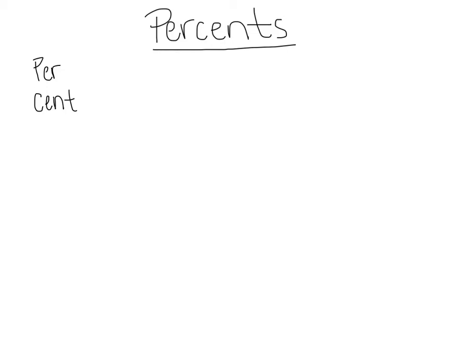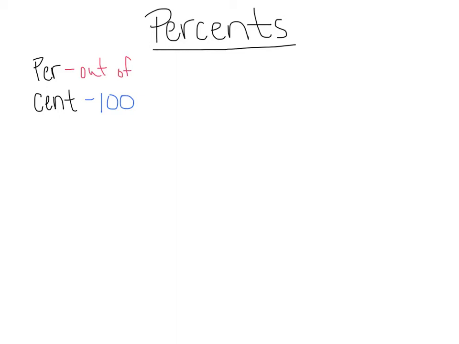Per means out of. And cent, if we think about cents and pennies, cents for century, centipede, centimeter, all of those words have something in common, and that is 100. So cent means 100. Per means out of, cent means 100. So put together, percent means out of 100.